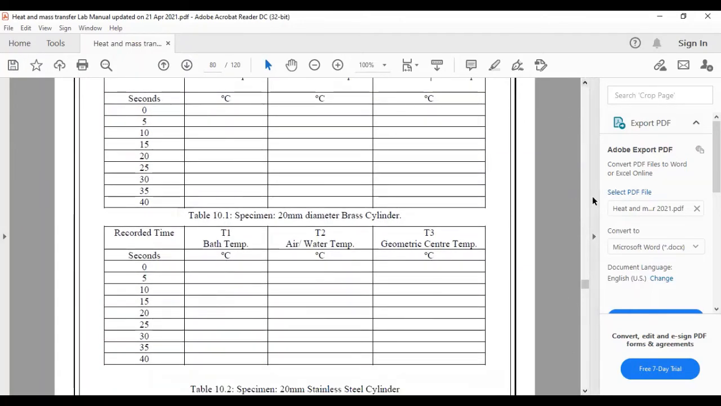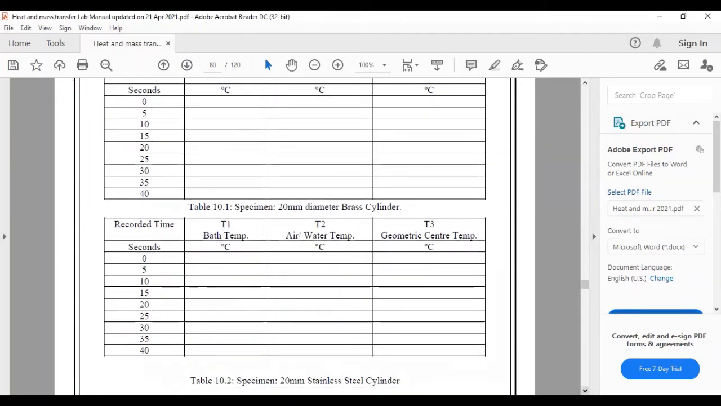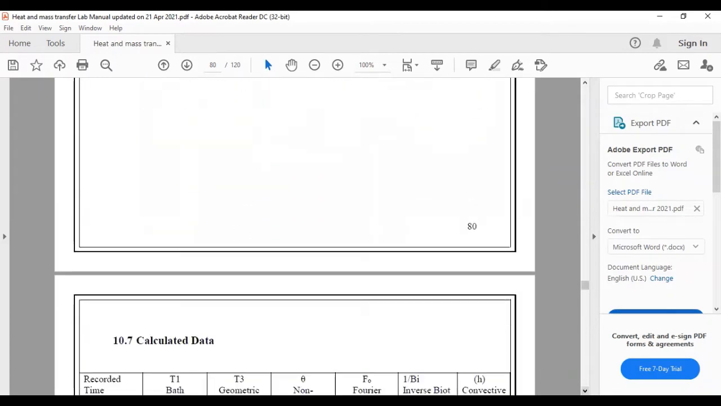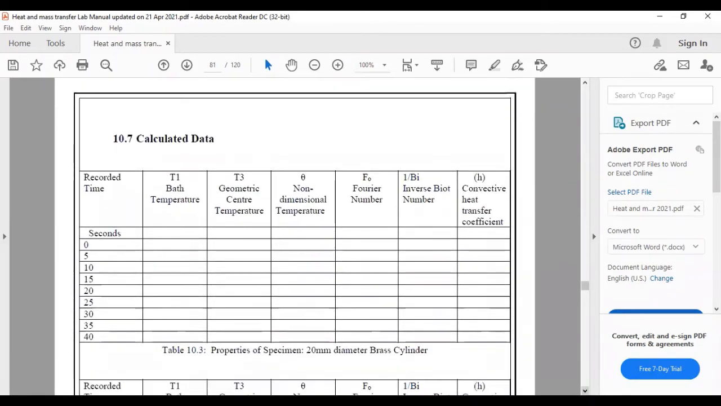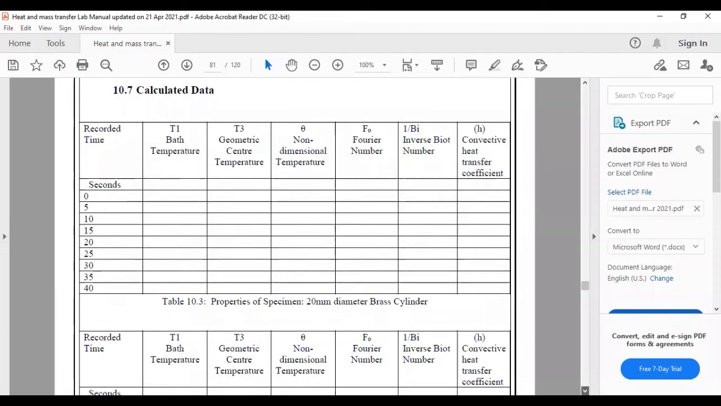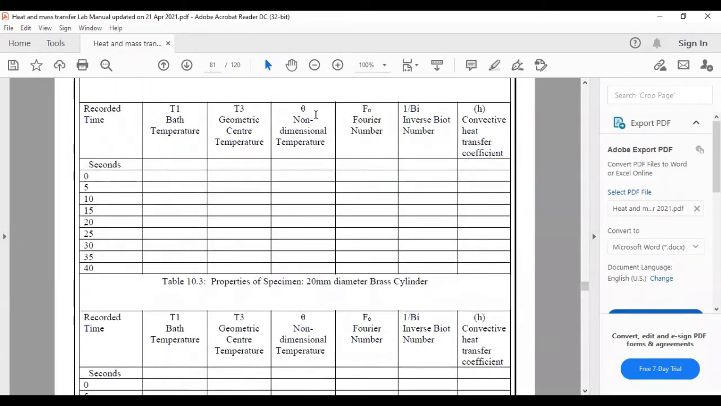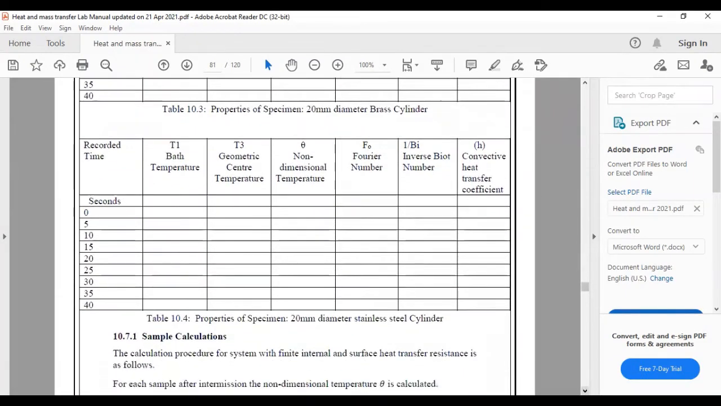So we will use these three values of temperature for our further calculation. Now this is the calculation table. We will calculate all of these values like theta, the non-dimensional temperature, F naught the Fourier number, the Biot number, and then the convective heat transfer coefficient for brass as well as for stainless steel. So now we will start our calculation.